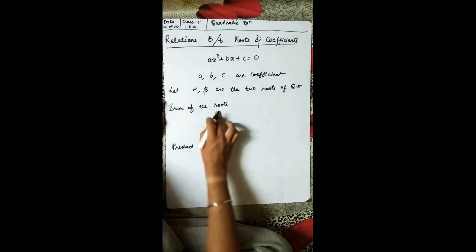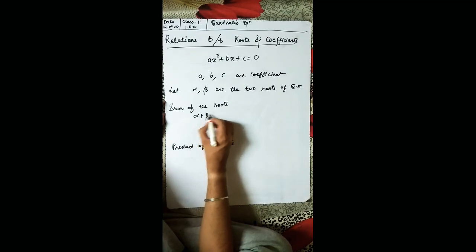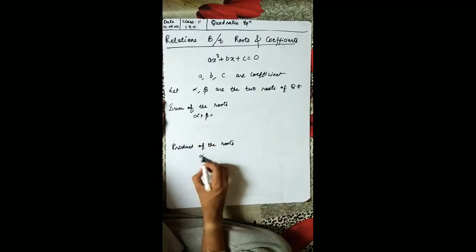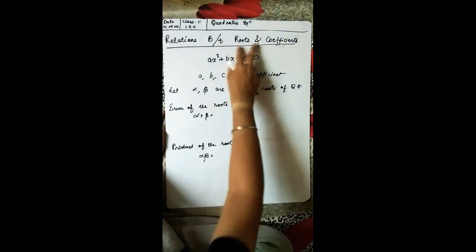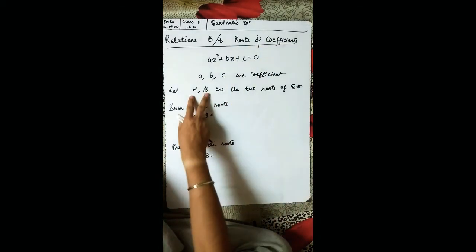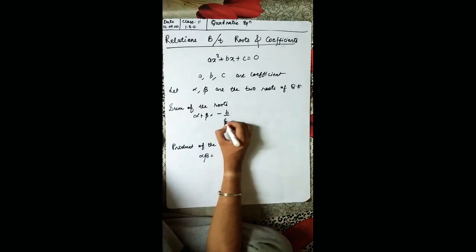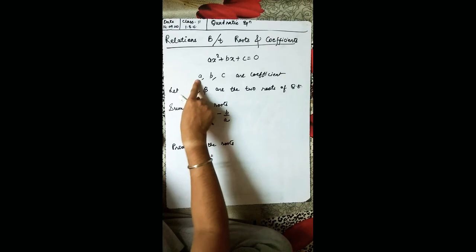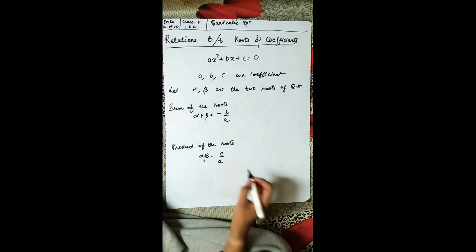What do you mean by sum of the roots? If we are considering alpha and beta, that means alpha plus beta, and product of the roots will be alpha into beta. So you know there is some relationship between roots and coefficients. If you add both the roots of the quadratic equation, you will get minus b upon a. And if you multiply both the roots, you will get c upon a.